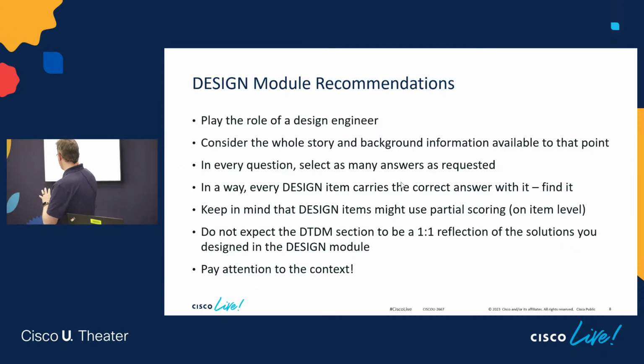We do use partial scoring on design items. So it could be that you get a drag and drop or a matrix style question, where you can get partial scoring, so 3 out of 5 points or 2 out of 4 points, depending on the item. The DTDM section, that practical part afterwards, is based on the design module storyline, but it's not a one-on-one mapping. There is some interaction between the modules, but it's very limited.